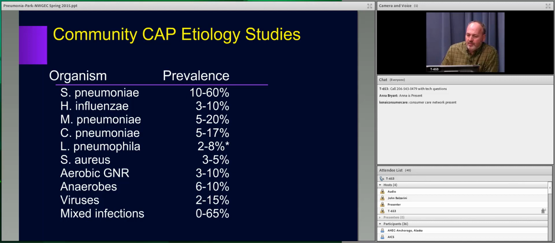These are the most common pathogens that have been identified in a couple of dozen community-acquired pneumonia etiology studies. Pneumococcus is typically the leader, but you have these others: H-flu, Mycoplasma pneumoniae, Chlamydia pneumoniae, and Legionella pneumophila. They are fairly common in community-acquired pneumonia, much less so in hospitalized patients.